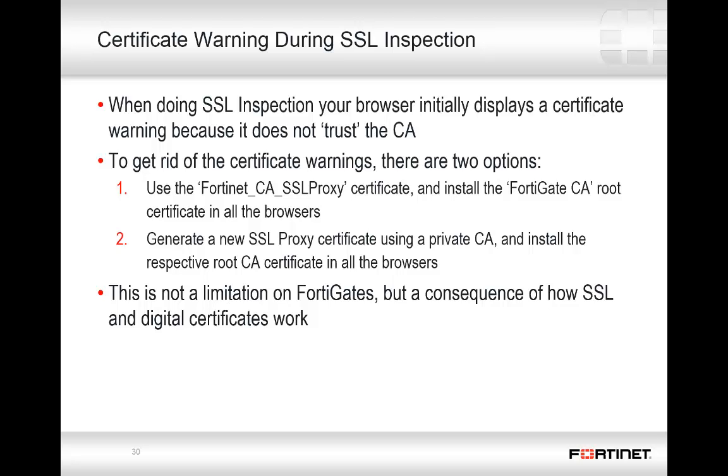Many customers complain about these certificate warnings and about the time it could take to remove them from all the workstations. However, it is important to understand that this is not a limitation in FortiGates, but a consequence of how digital certificates were designed to work. The only way for a FortiGate device, or for any other vendor device, to inspect encrypted traffic is to intercept the certificate coming from the server and generate a new one. In other words, the unit must do a man-in-the-middle inspection. SSL and digital certificates have been designed to give a warning each time a device is doing man-in-the-middle inspection.